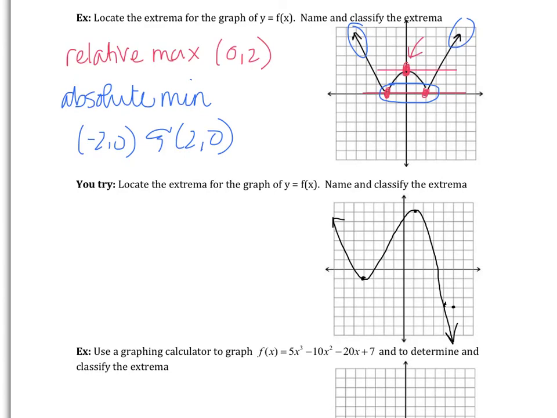So I would like you to try the next one. Oh, and I see that I drew this graph differently than it's on your paper. I believe it comes down and up like this. Go with what's on your paper. This is kind of a rough sketch. And see if you can locate the extrema for those.